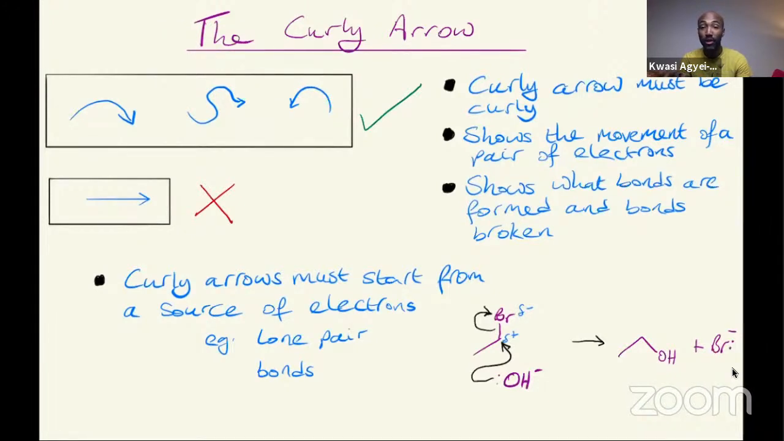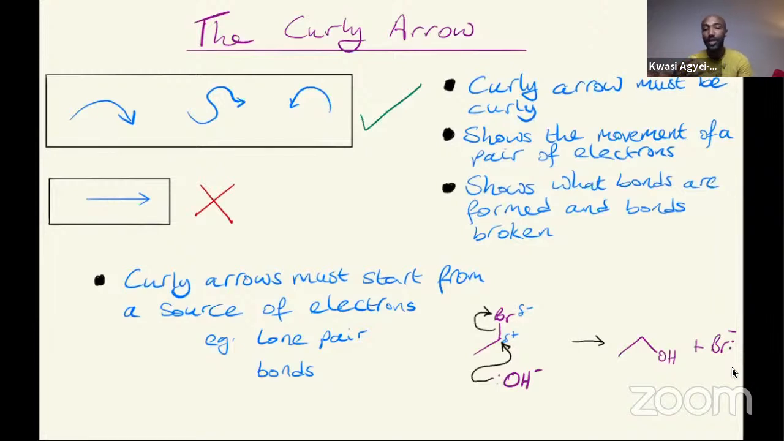So curly arrows have to be curly. They show the movement of a pair of electrons. They show what bonds are being formed and what bonds are being broken. So we formed a new bond between the oxygen and the carbon, and this is that bond there. We've broken the carbon-bromine bond, that one there, and of course we now have a bromide ion as a result. So four very simple principles which you must rigorously apply for all the mechanisms you've seen at AS and all the mechanisms you're about to see in your A level, so in your second year.